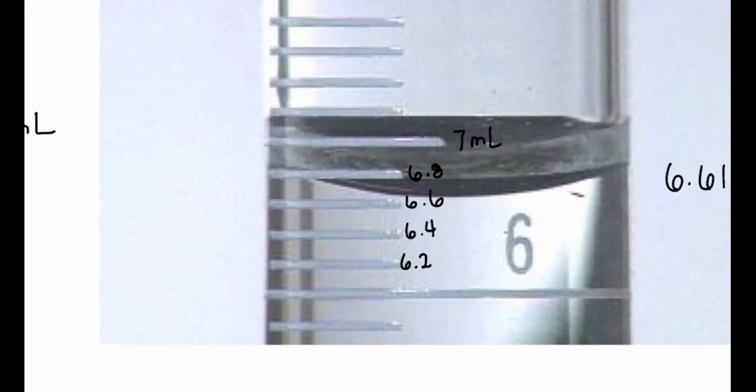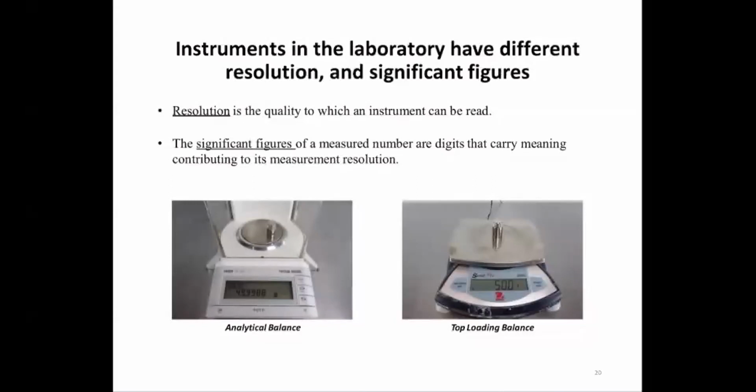The problem with that is the next topic that we're talking about, which is resolution. Every instrument that we utilize in the laboratory, if we're measuring length or we're measuring volume, has a resolution. And resolution is the quality to which an instrument can be read. Some instruments are going to show you a lot of digits. Some instruments are not going to show you that many digits. That's why it's important that when you write a measured number, you need to include the digits that are shown, because that gives you a tie into the resolution of the instrument.